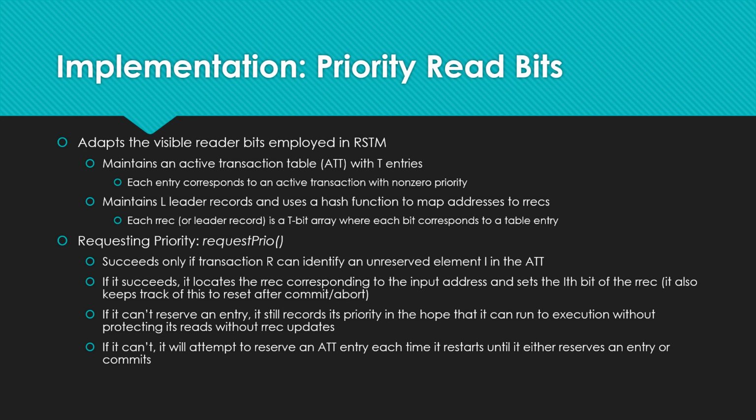If it can't find an unreserved element in the ATT, it still records its priority in the hope that it can run execution without protecting its reads without RREC updates. Now, if it can't, it will attempt to reserve an ATT entry each time it restarts until either it reserves an entry or it commits.